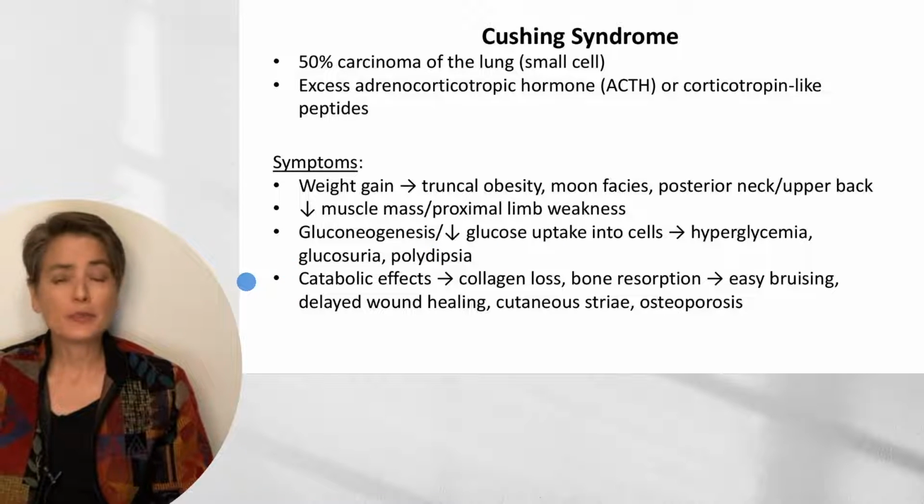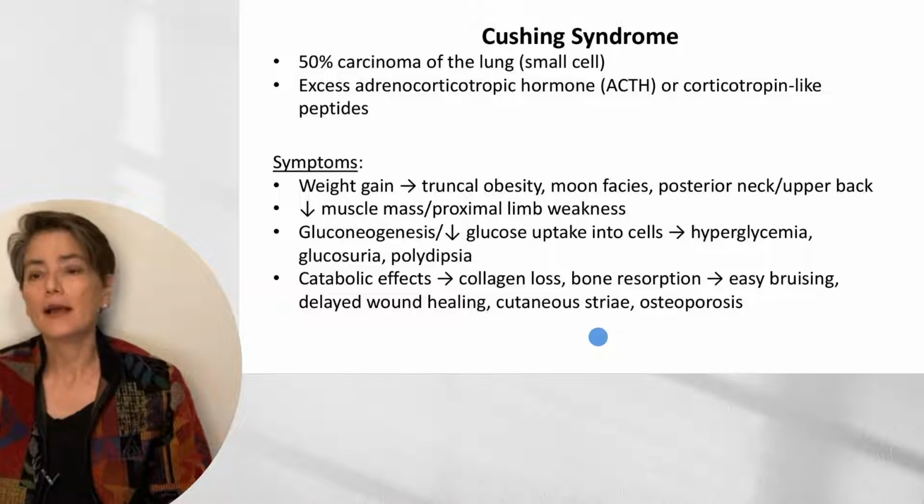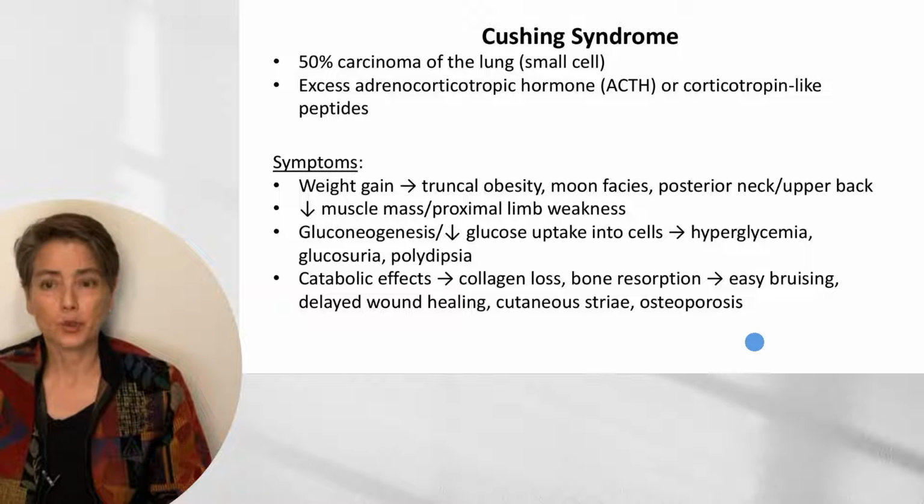And then another finding we see in Cushing syndrome are catabolic effects. So we get loss of collagen and bone resorption. These can lead to easy bruising, delayed wound healing, and cutaneous striae in the case of collagen loss, as well as osteoporosis in bone resorption.